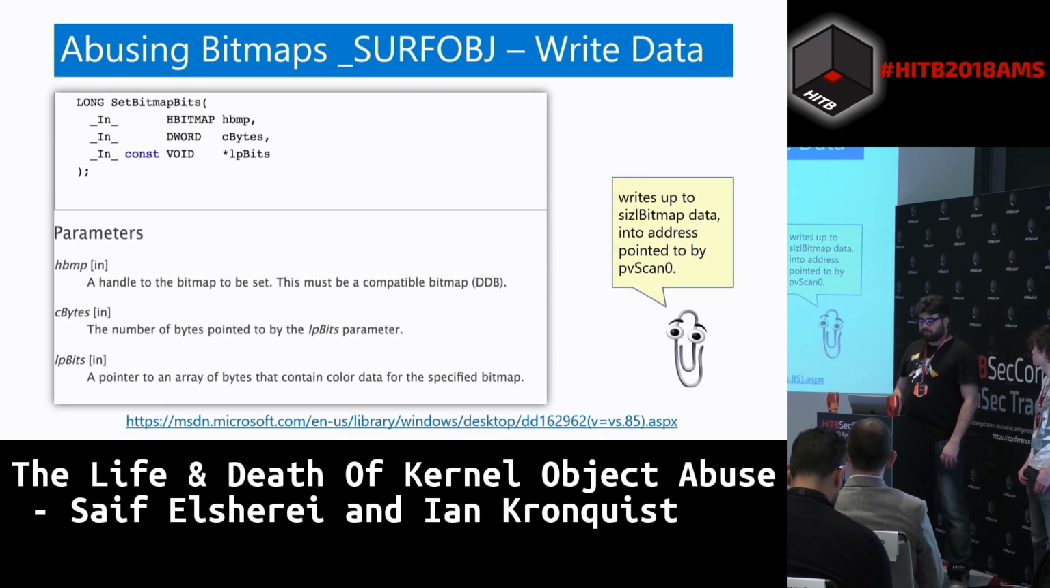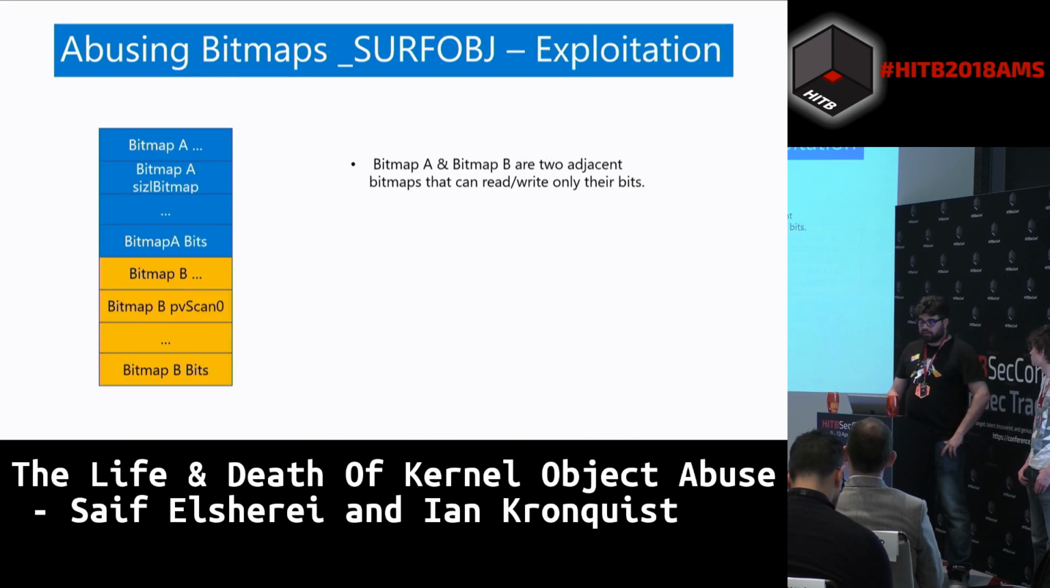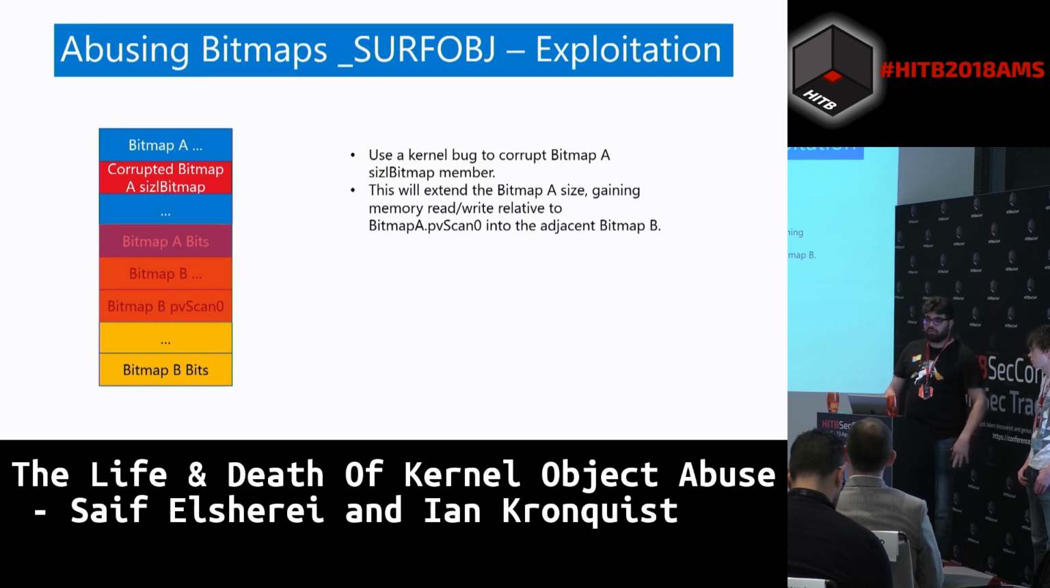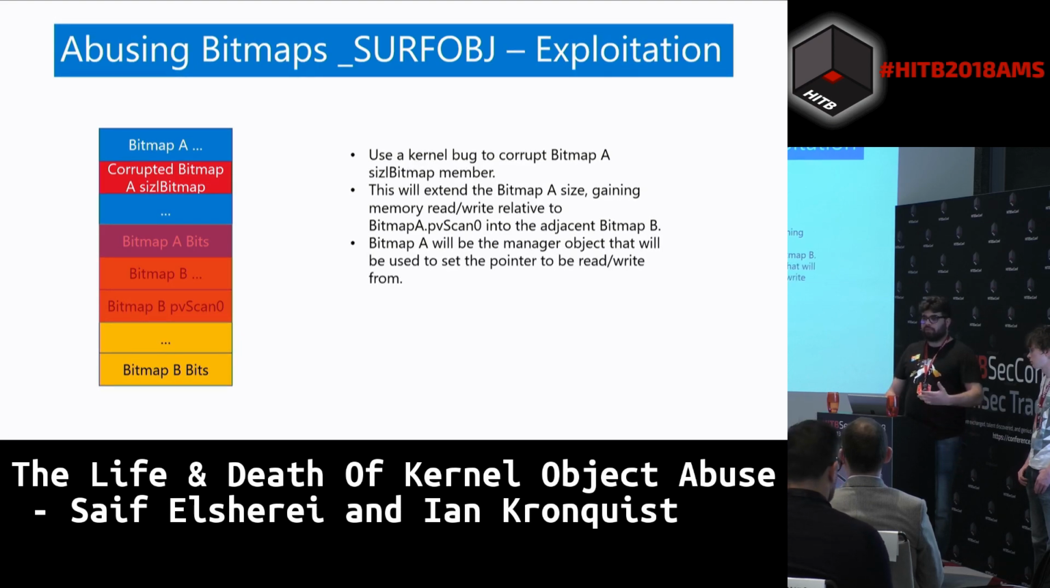And then we have SetBitmapBits, which writes up to the size of bitmap data into the address pointed to by pvScan0. Again, going through the scenario, if you allocate two adjacent bitmaps in memory, you overwrite or corrupt one of the Sizl bitmap members, which is the width and height, meaning you extend the bitmap size in memory. You'll be able to read and write past the bitmap into the adjacent memory location, which contains our second bitmap. And that means that the first bitmap will be the manager that will be used to set pointers to read and write from the second bitmap.